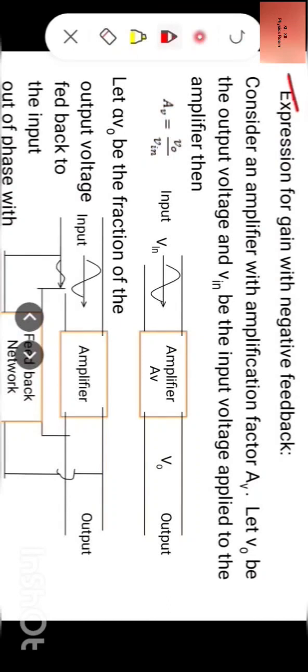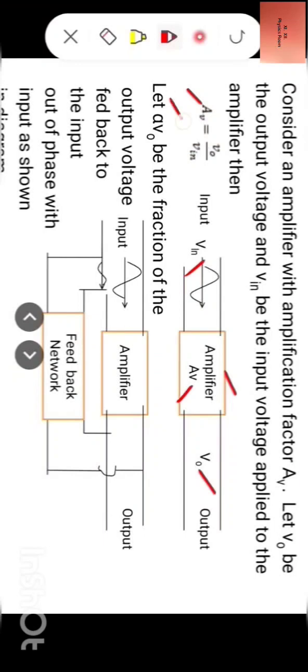Now expression for gain with negative feedback. Consider an amplifier with amplification factor AV. Let VO be the output voltage and Vin be the input voltage applied to the amplifier. Then amplification factor AV is equal to V output over V input, or we can say gain AV is equal to V output over V input. Let alpha VO be the fraction of the output fed back to input out of phase with the input as shown in diagram.